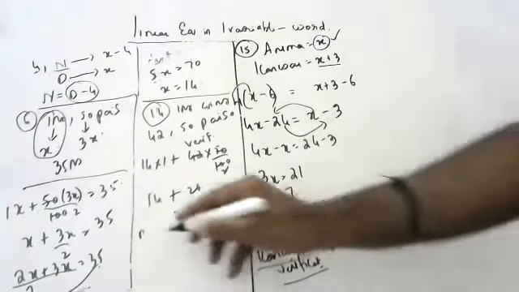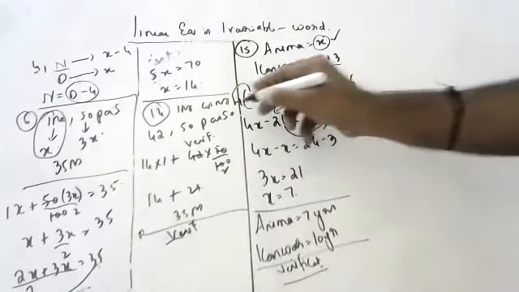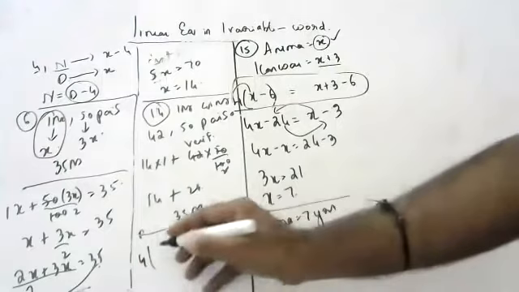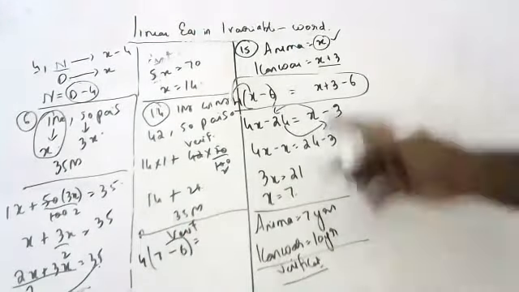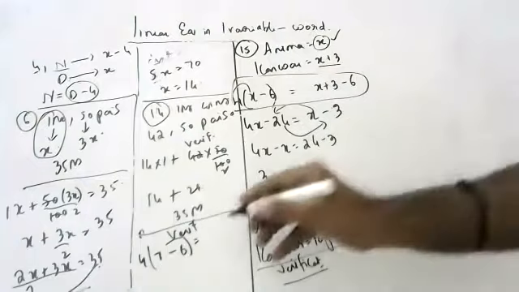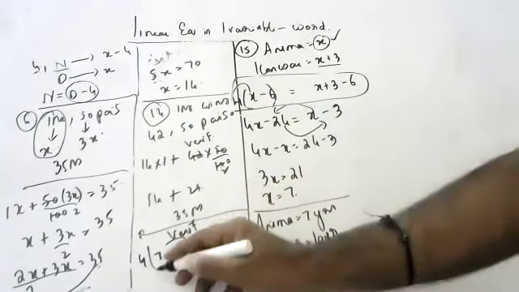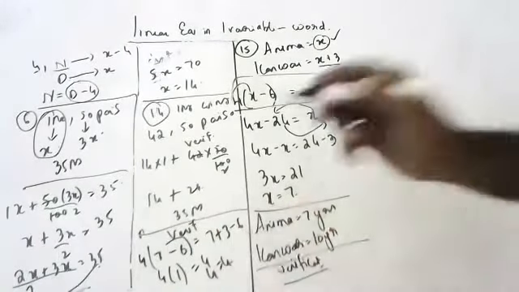Yes, sir. Can you help me in verification? Here we should verify: 4 into x minus 4 into 7 minus 6. 7 minus 6 is equal to 7 minus 3, 7 plus 3 minus 6. 4 into 1 is 4. 4 minus 6 is also 4. 4 is equal to 4.